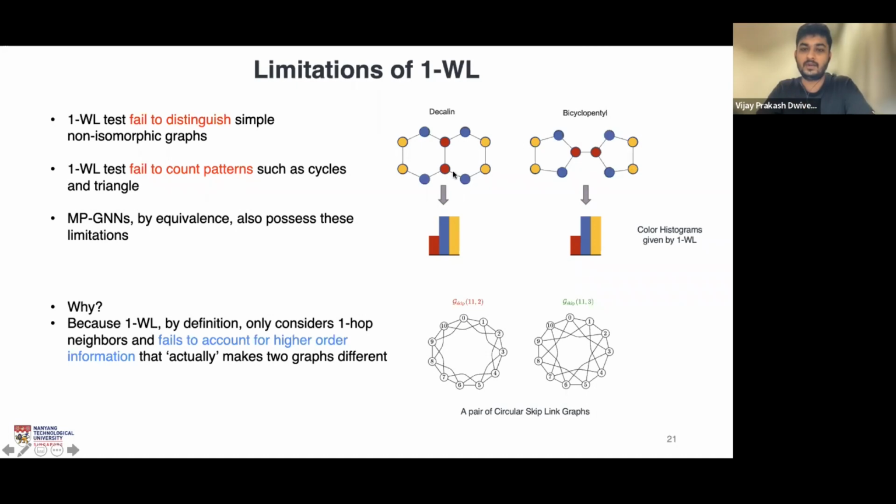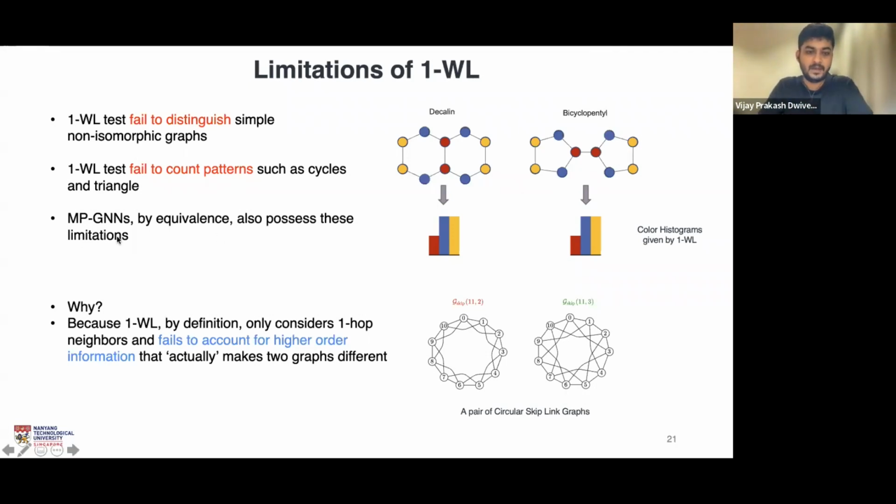So when they're aggregating the local information, this red node has 2 blue nodes. This red node also has 2 blue nodes. But we see that in this case, this red node has 2 blue nodes of the same cycle, but in this case, the red node is connected to blue nodes of different cycles. So this is some sort of global information that we are looking at visually. But when 1WL is considering the local information, it's not taking into account this global structure from the graph.